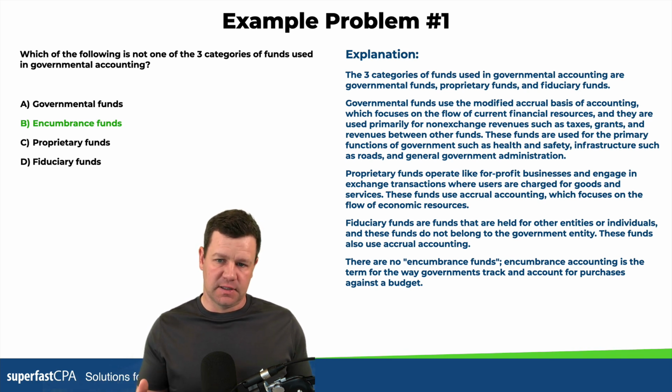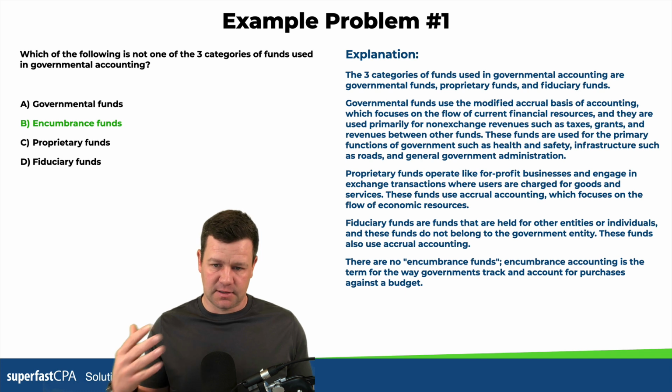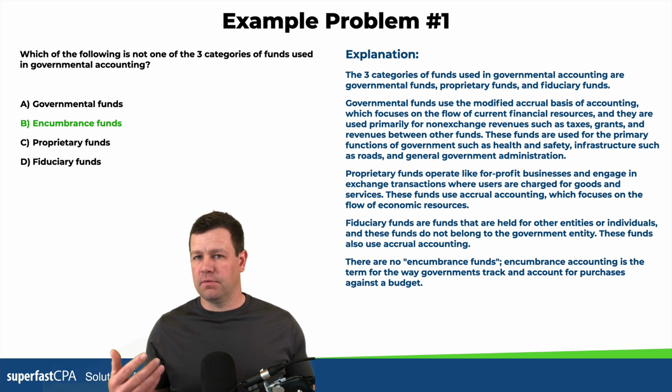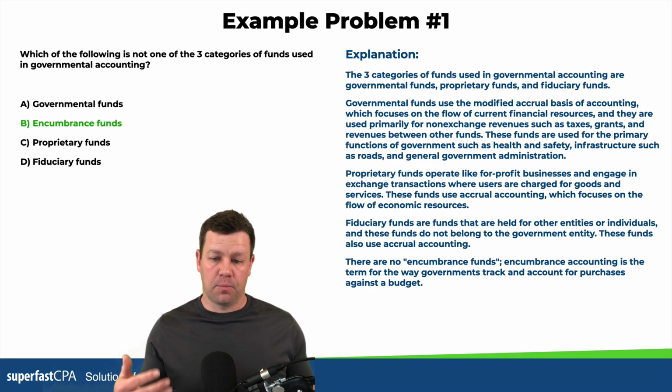Then you have proprietary funds, and these operate like a for-profit business, and they engage in exchange transactions, meaning users are charged for goods or services just like a regular business. These funds and fiduciary funds use accrual accounting, which focuses on the flow of economic resources versus current financial resources. And again, fiduciary funds are funds that are held for other entities or individuals, and these funds do not belong to the governmental entity. There is no such thing as an encumbrance fund. Encumbrance accounting is the term for the way that governments track and account for purchases against a budget.